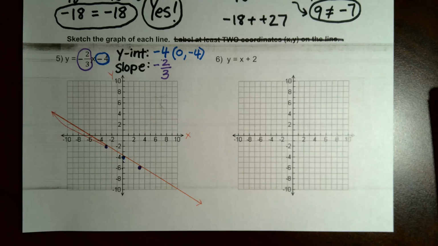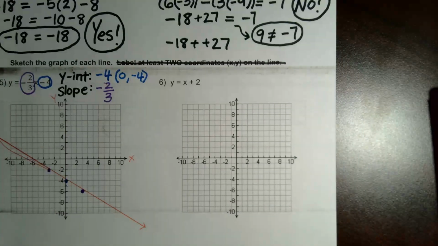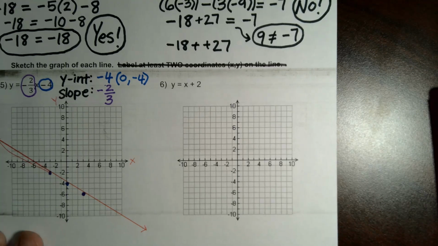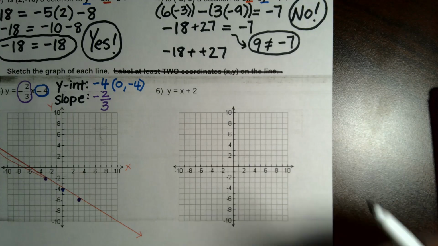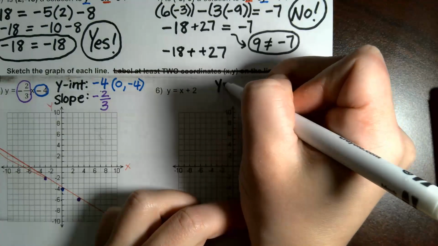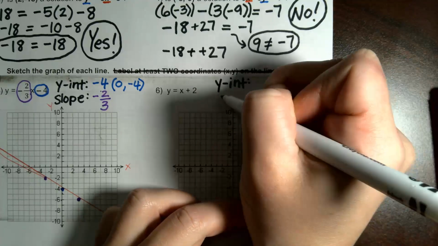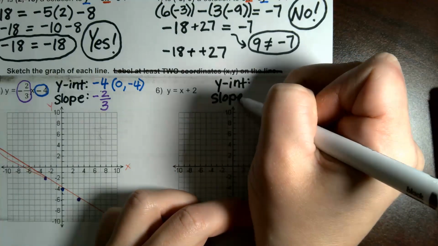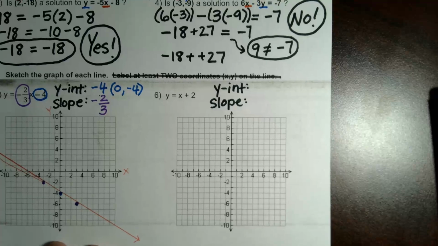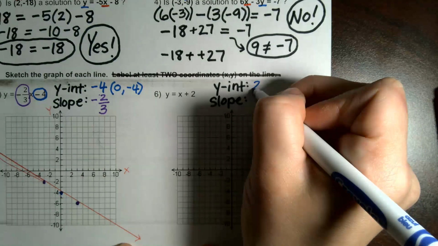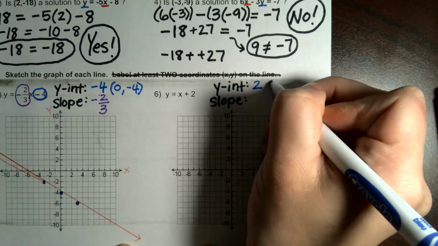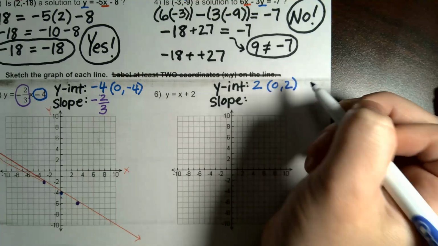Alrighty, let's try it. We have y equals x plus 2. What should we do? Slope and y-intercept. Yeah, let's find our slope and our y-intercept. That's going to be the quickest way to do it. What's our y-intercept? 2. Positive 2. So what's our coordinate going to be? 0, 2. Good job, guys.